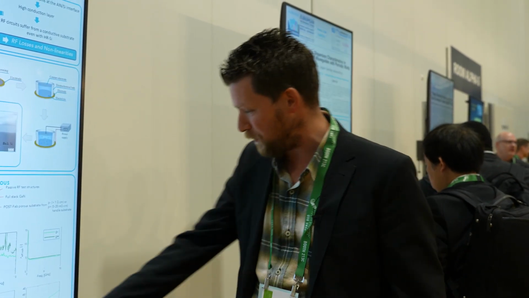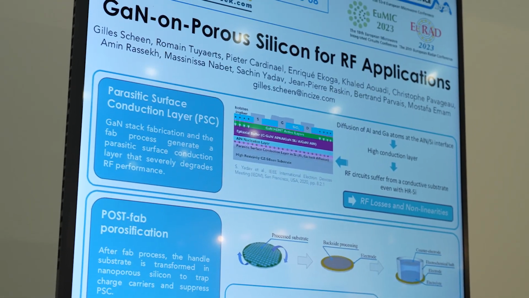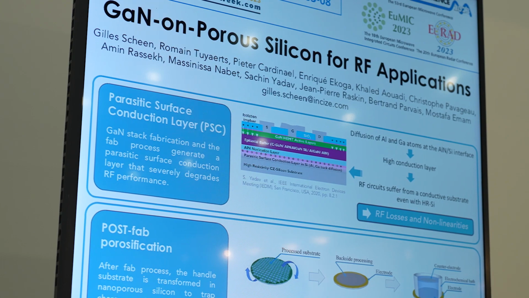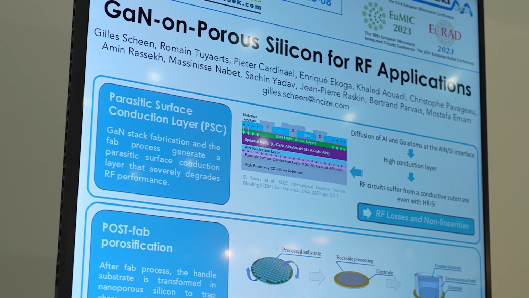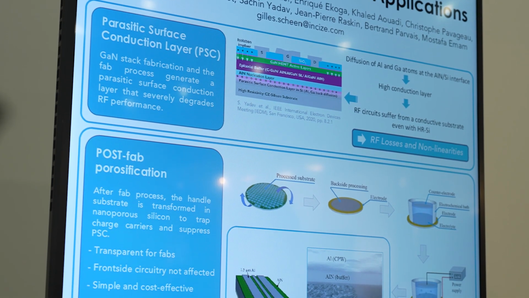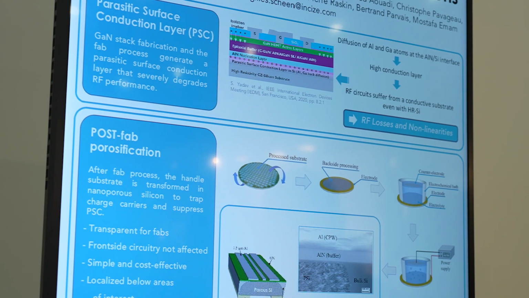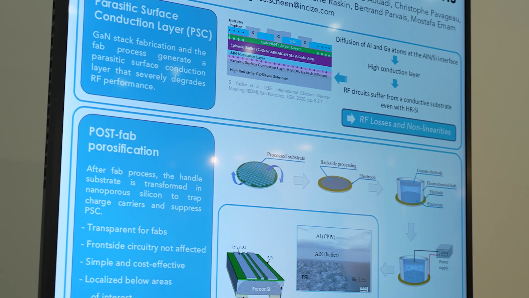Okay, my name is Gilles from the Insights company, and I will present you our research about GaN-on-Porous silicon for RF application. This is the result of our research and it's a collaboration between the Insights, the research center EuMIC, and academic partners UC Louvain, VIB, and HEPL.